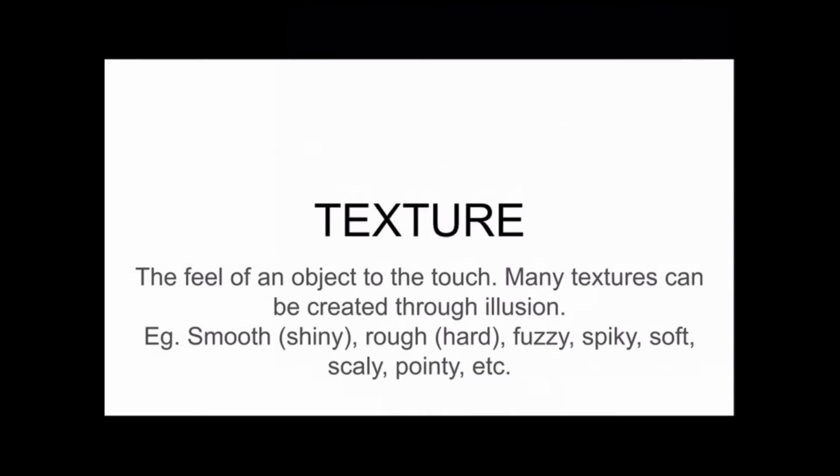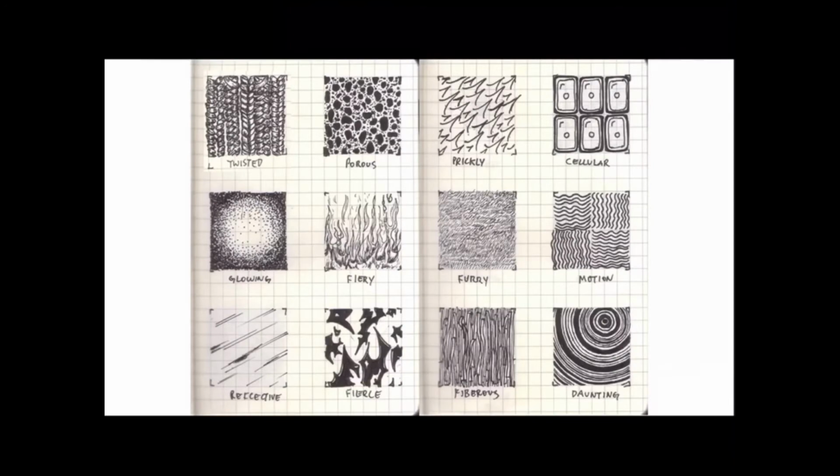Some examples of texture are smooth, where you try to make your drawing look shiny. There's rough, hard, fuzzy, spiky, soft, scaly, pointy, etc. I'm sure you guys can come up with some examples yourself. We have some more: twisted, porous, prickly, cellular, glowing, fiery, furry, motion, reflective, fierce. I can't really read that one.